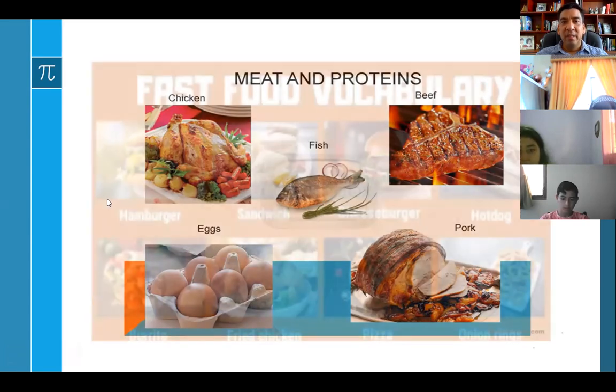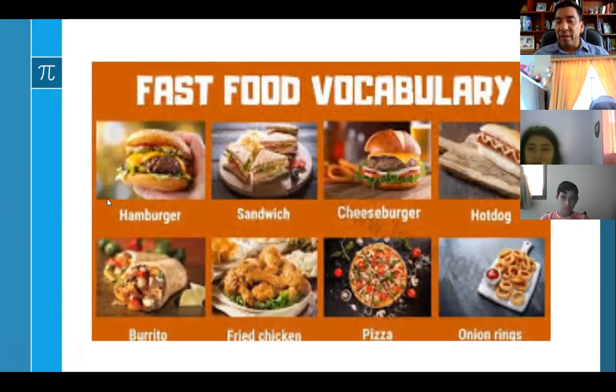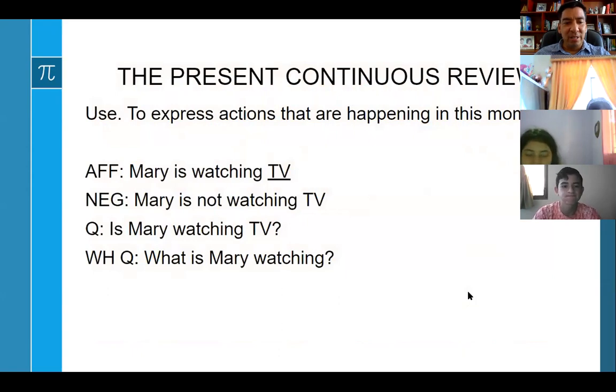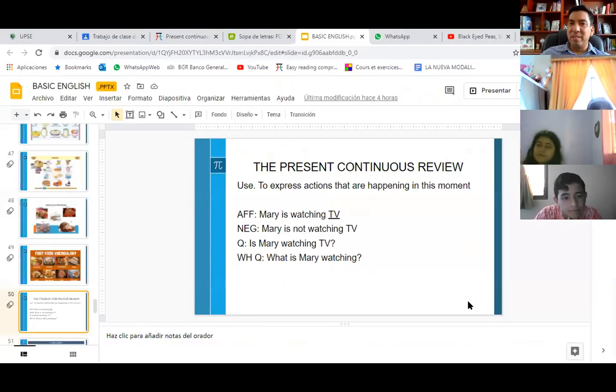Turkey, all right? Okay, but to finish, pero para terminar, we also have the fast food. También tenemos la comida rápida, ¿verdad? And let's remember this. We have a hamburger, we have a sandwich, we have a cheeseburger, a hot dog, we have burrito, fried chicken. Ahí está, fried chicken, como Kentucky Fried Chicken. Kentucky is the brand, esa es la marca, ¿verdad? We have the pizza, and of course we have the onion rings, right? Okay, so that was the theory.